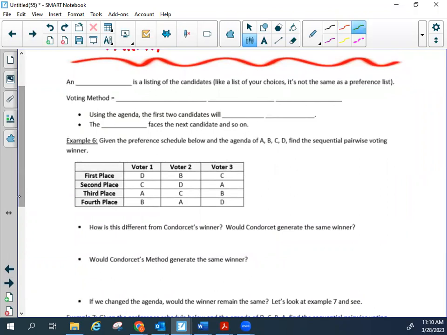Next voting method. As I said, we're going through 6 in this video. This is number 3. Before we get to it, we have one quick vocabulary word. An agenda is a listing of the candidates. Like your list of choices, it's not the same as a preference list.